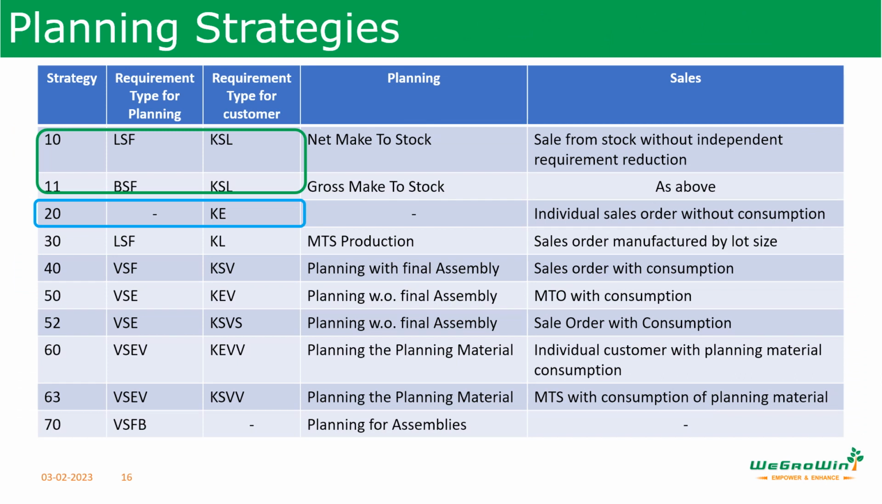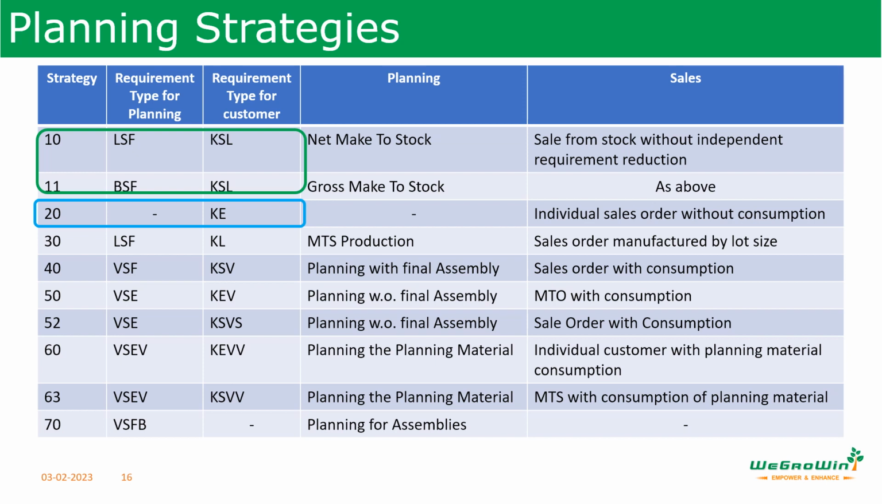To operate all these operating models, SAP has given various options like planning strategy, which are combined with the requirement types for the planning process. Also, there are requirement types from the customer point of view. These combinations will give the required planning and also how to meet these requirements coming from the customers.